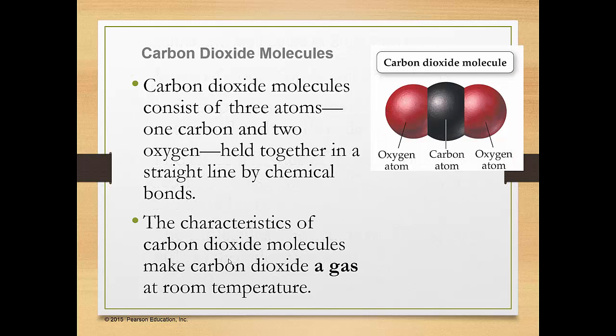Okay. So here's our carbon dioxide molecule. As I said, carbon in the middle, oxygen on either side, and they're held together in a straight line by their chemical bonds. Okay, so just keep that in mind for now. It's just a little straight line of spheres stuck together. If you took 3 little balls of Play-Doh and mashed them together, that's what you'd have. The characteristics of these molecules make carbon dioxide a gas at room temperature. Okay, so if you've ever heard of dry ice, that is frozen carbon dioxide. If I get it really cold, I can turn it to a solid, but in its room temperature state, it's a gas.